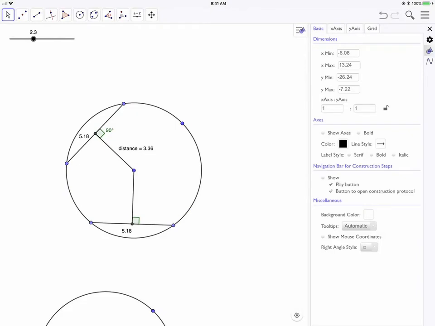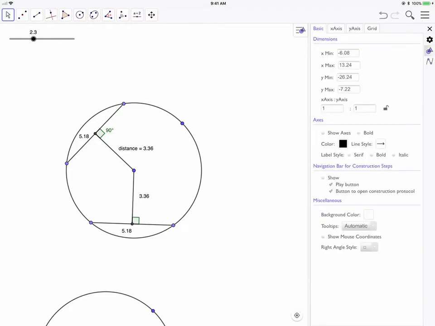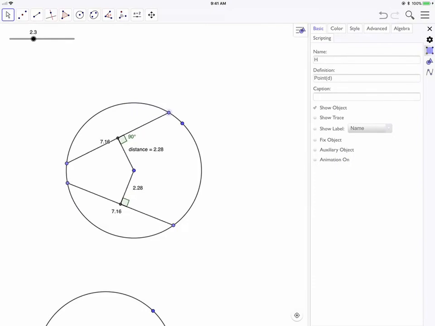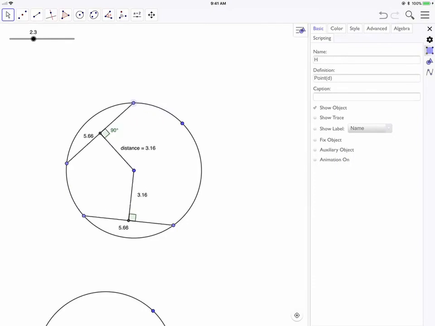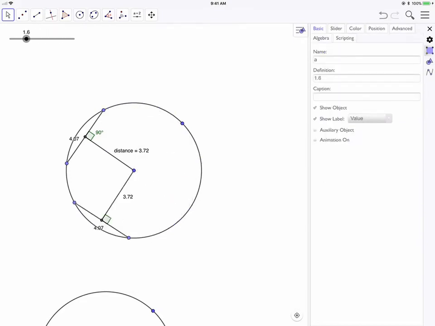Now I want to check the distance. What is the distance? Is it the same? It is. It says that distance is 3.36 units, which was the same as the other distance. What if I make the chord longer and bring it closer to the center? Their distance stays the same, right? So again, it's mostly because of that rotational symmetry. That's what I'd like you to visualize.